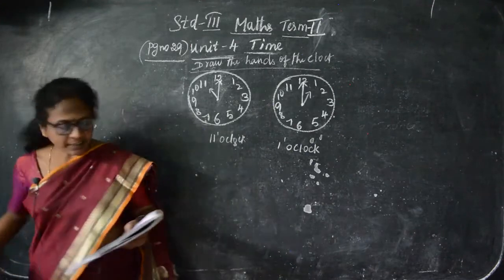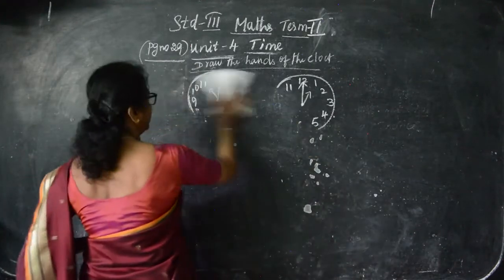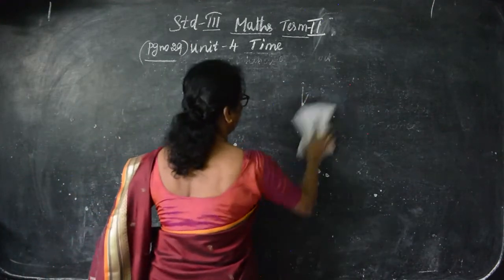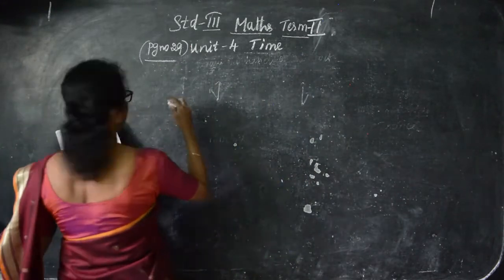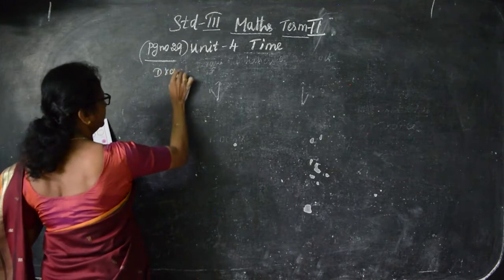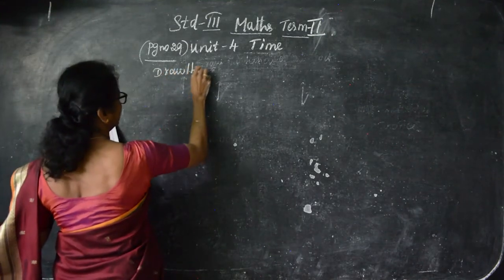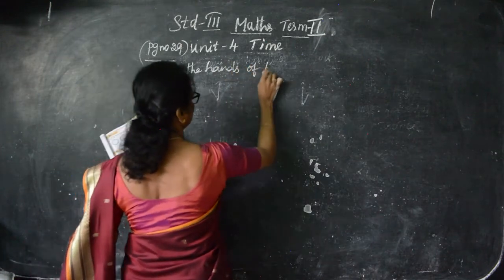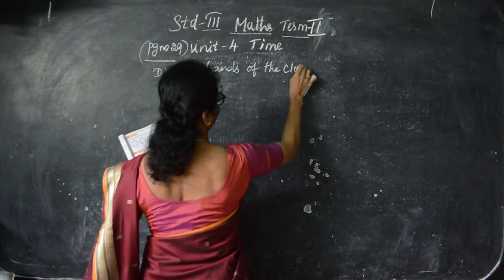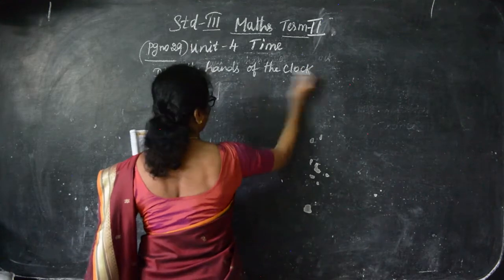Okay, so like this some of the numbers they are given. So you have to draw the hands of the clock. So will you draw? Draw the hands of the clock by yourself. So I'll give the numbers.